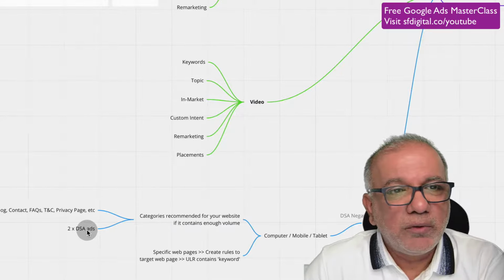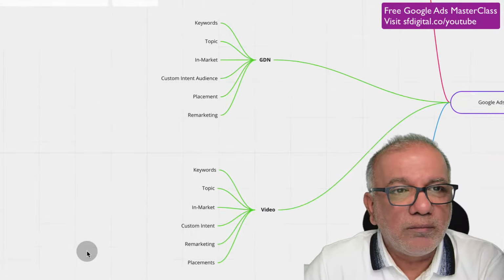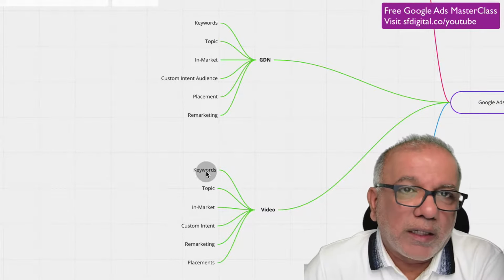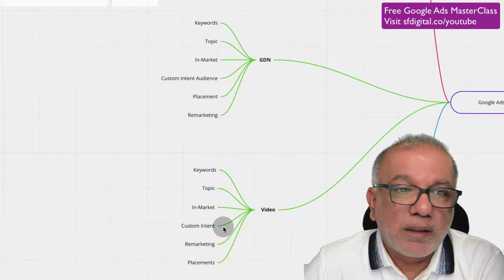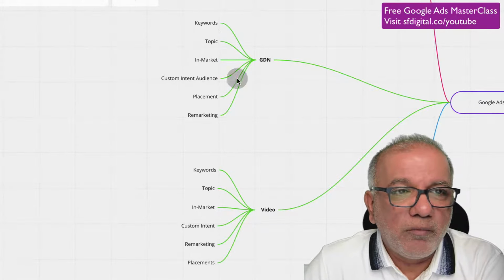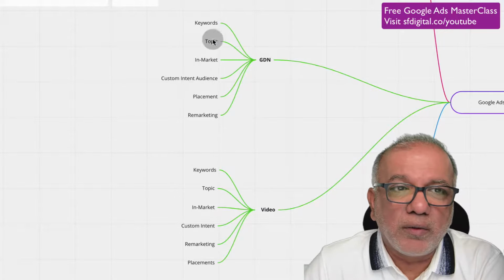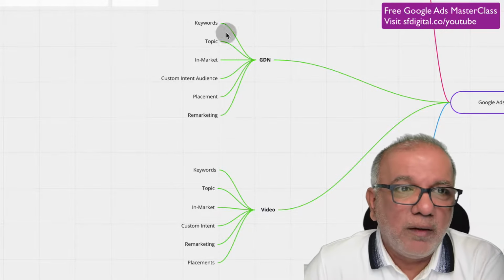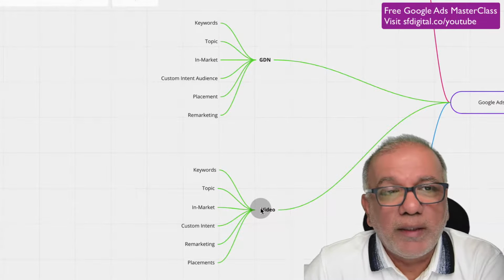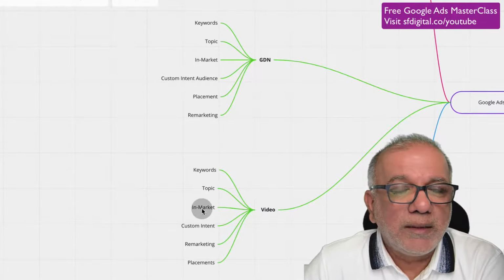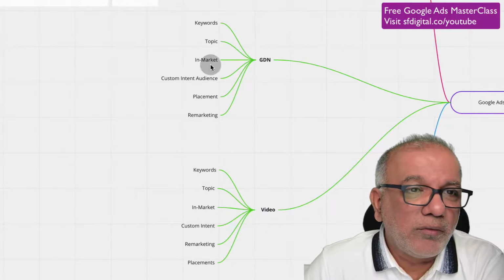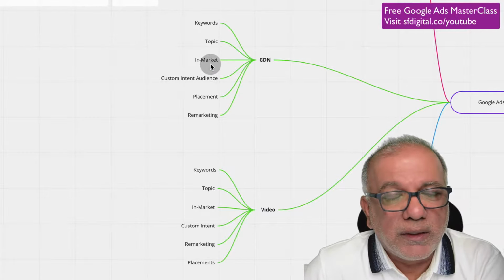Now when it comes to video and the GDN, this is how we can target. You can target by keywords, topic, in-market, custom intent, remarketing, and placements. So you want to mirror the same structure for the Google Display Network as well. The only difference is obviously the network is different, and instead of image ads or responsive display ads, we have the responsive video ads, and you need to have a video which is listed on YouTube.